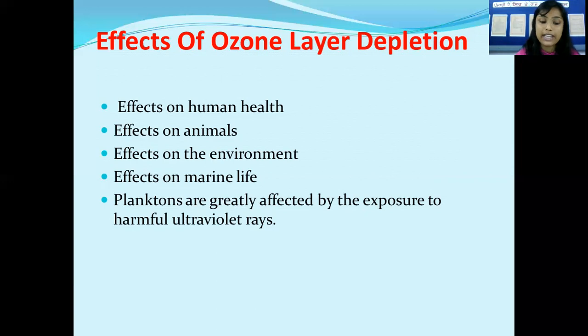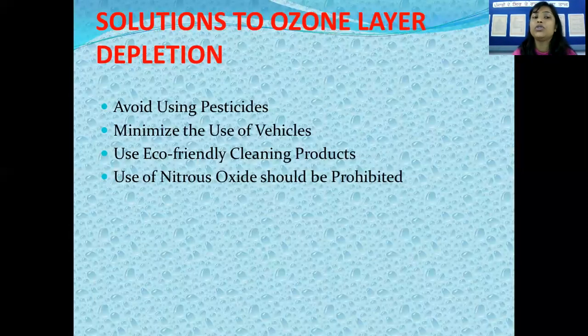Now, effects on marine life. How is it affecting marine life? The major organisms being affected by ozone layer depletion are the planktons. Planktons are highly affected. Due to this, the food chain, the food web present in marine life, is being disrupted. Okay. Now, the solutions. As you can see on the screen: avoid pesticides, minimize the use of vehicles, use eco-friendly cleaning products, and the use of nitrous oxide should be prohibited.